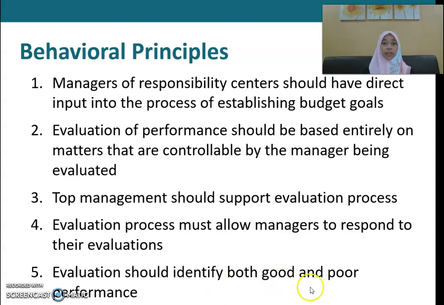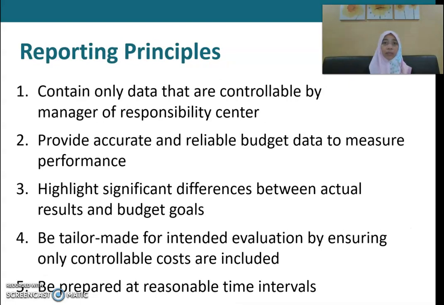And then you should identify both the good and the poor performance. You should reward the good performance, and then you should provide constructive comments for any poor performance. So that is basically about the behavioral principles. And about the reporting principles, when you report, contain only data that are controllable.